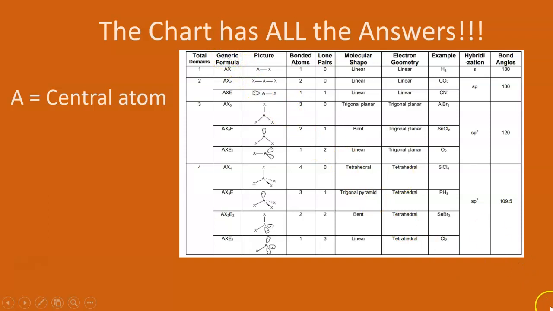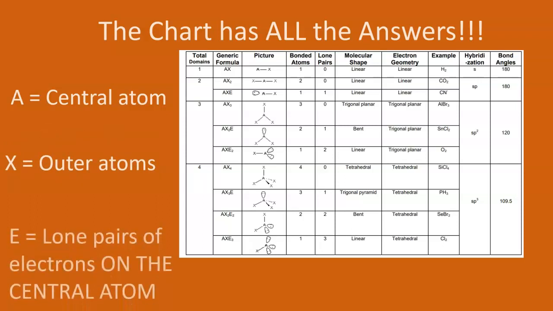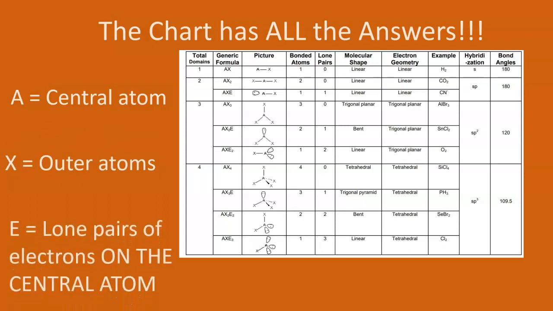When we're looking at our generic formula, your A represents your central atom. Your X represents all of the outer atoms. And your E is your lone pairs of electrons on the central atom only. The only thing you're looking for are lone pairs of electrons on the central atom. That gives you a little bit of a heads up.